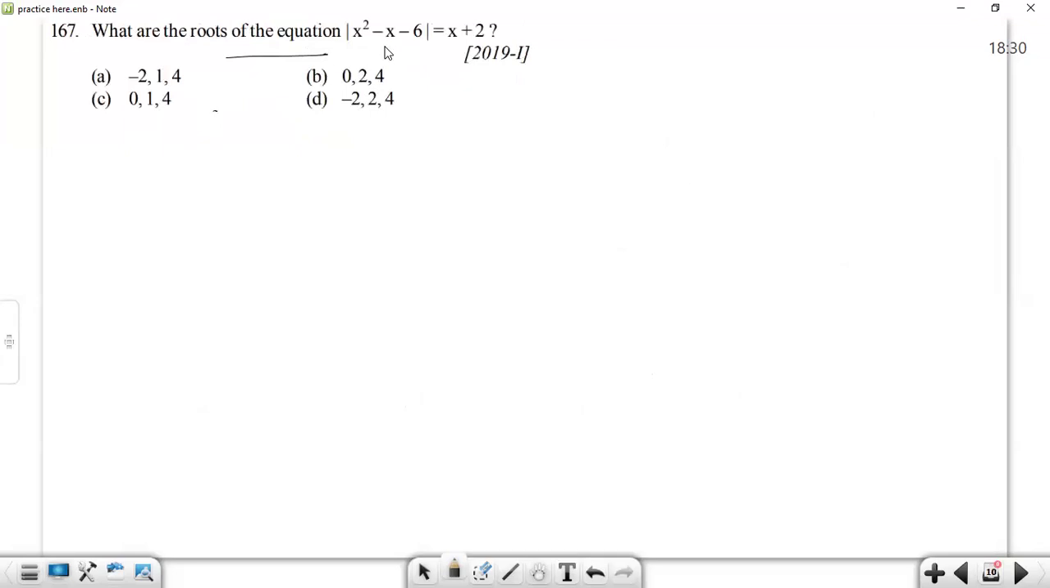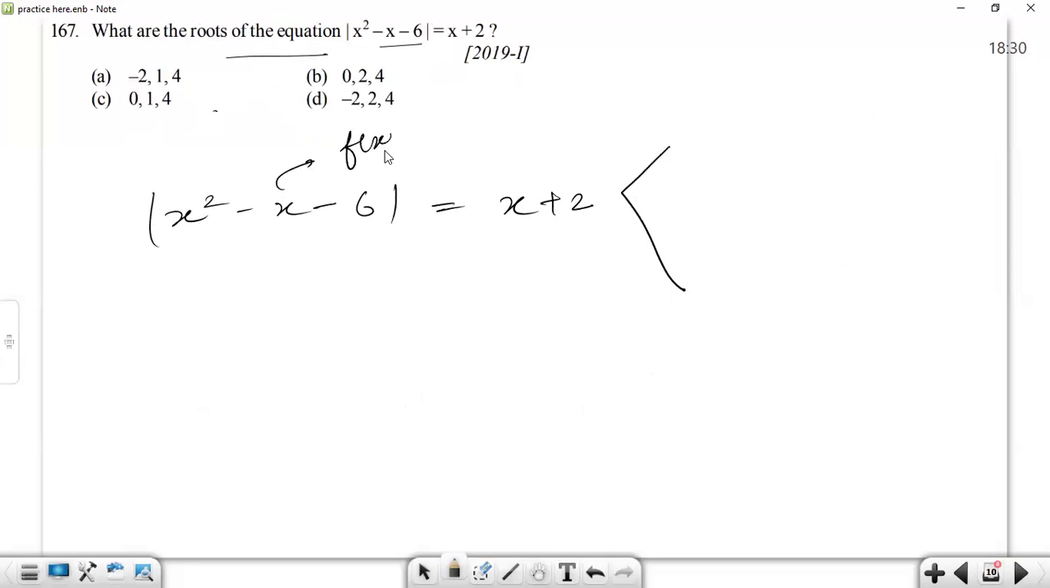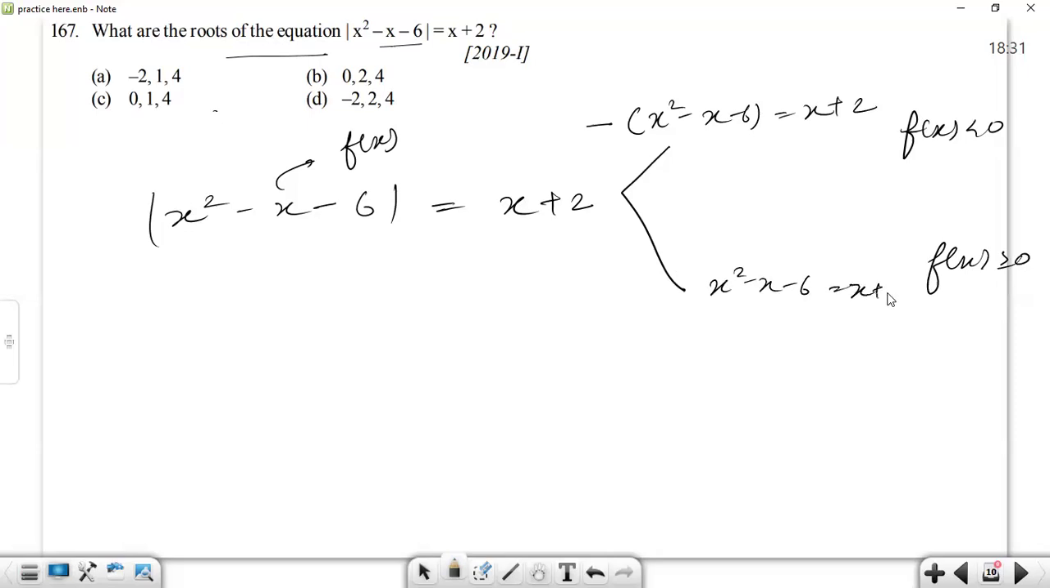Okay, what are the roots of this equation? So x square minus x minus of 6, x plus 2. So it's going to behave in two dimensions. Let's call this whole function f of x. When f of x is becoming negative, this whole will be multiplied with a negative sign to make it positive. When f of x is itself positive, then it will remain the same. Do you understand? Yes, sir. So let's solve it separately.